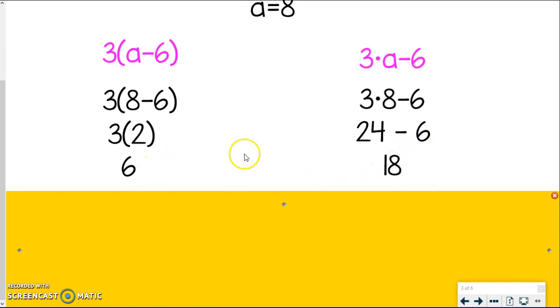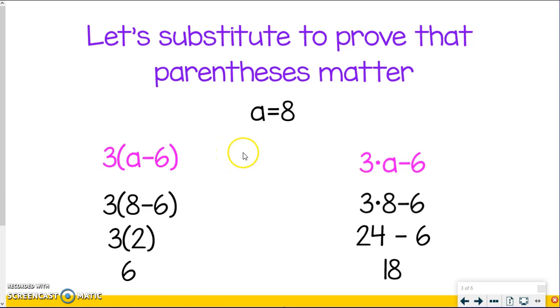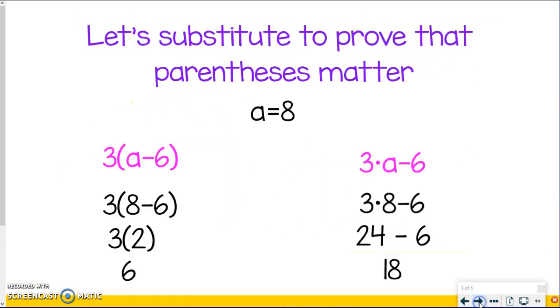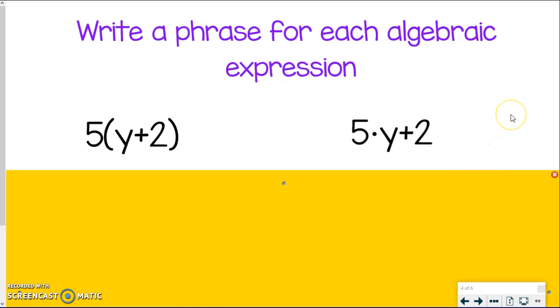I don't get the same answer, so that means these are not the same expression. These do not mean the same thing. Okay, so we just proved it to you with numbers, as well as proving it to you when we described it here. Okay, so now what I want you to do is pause the video, and try these on your own before you check with the video answers here in a second.